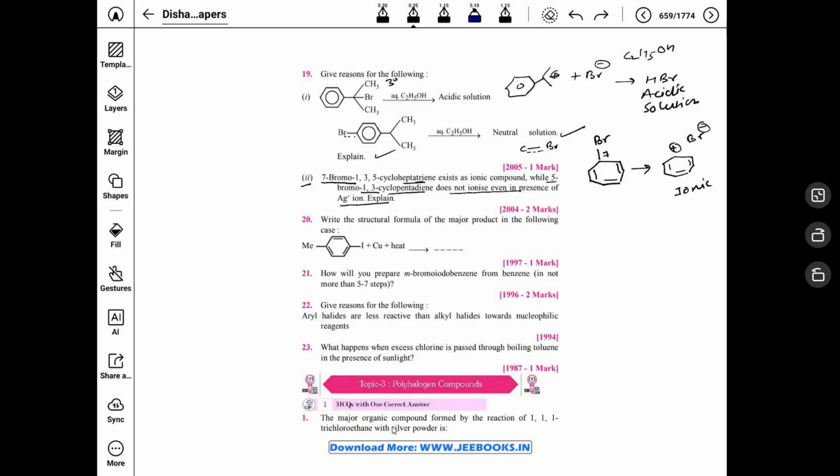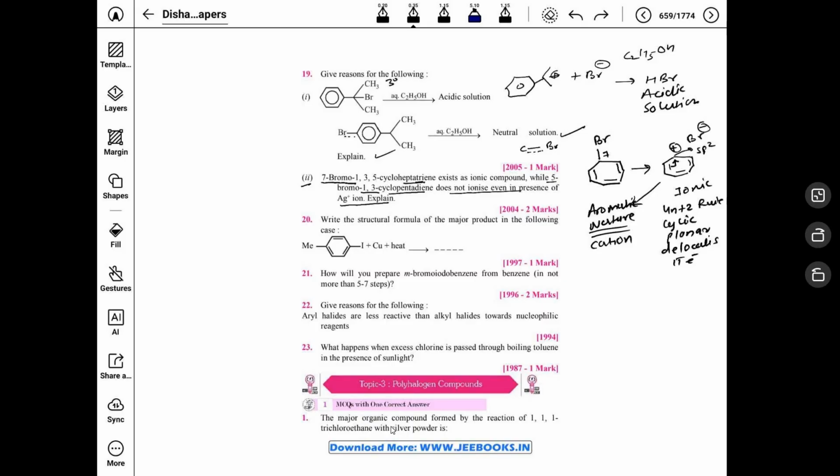Why does it exist in ionic form? Because the carbon is sp2 hybridized after decomposing, and the charge can delocalize into the empty p orbital of this carbon. So it follows the 4n+2 rule, Huckel's rule. It is cyclic, planar, and has delocalized pi electrons. Hence it is aromatic in nature, therefore it is stable. This carbocation is stable, therefore it can exist in the ionic form.